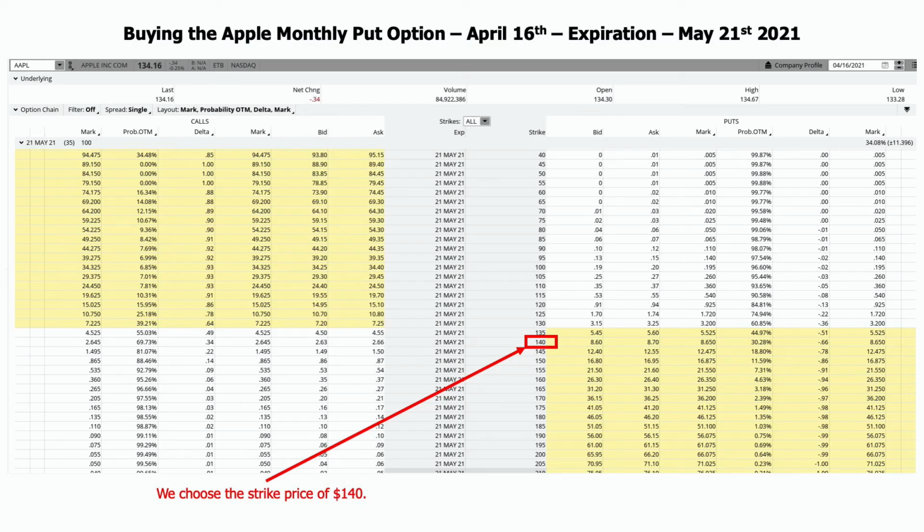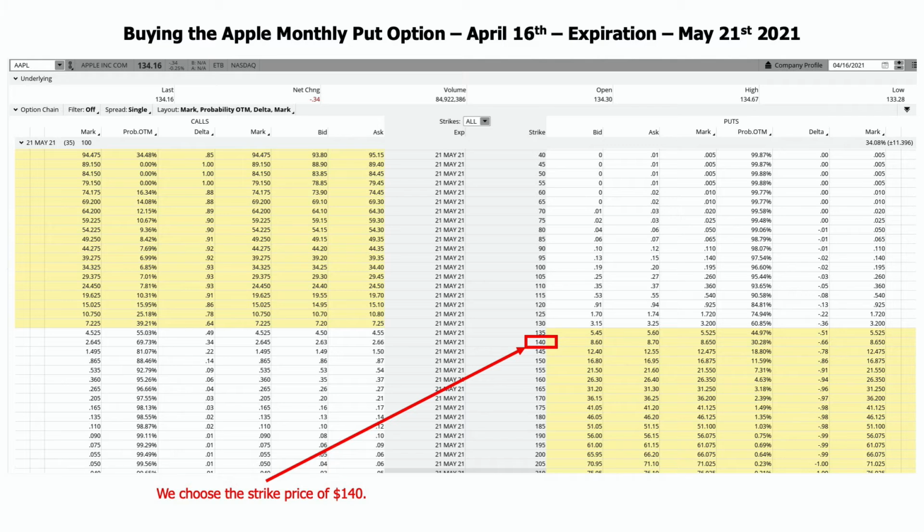Now we'll look at the other side of it. Instead of buying the call option, we're going to buy the put option for Apple. Here we are buying the Apple monthly put option, on April the 16th with the expiration on the 21st of May. In this example, we've changed our thesis on Apple. We now think that the stock is going to go down, so we're bearish. Now we can see that we're going to choose the strike price of $140.